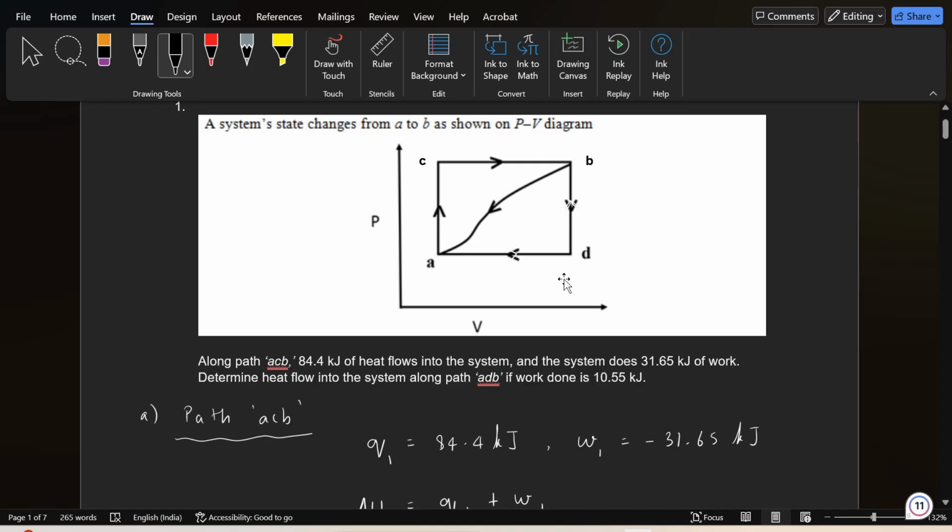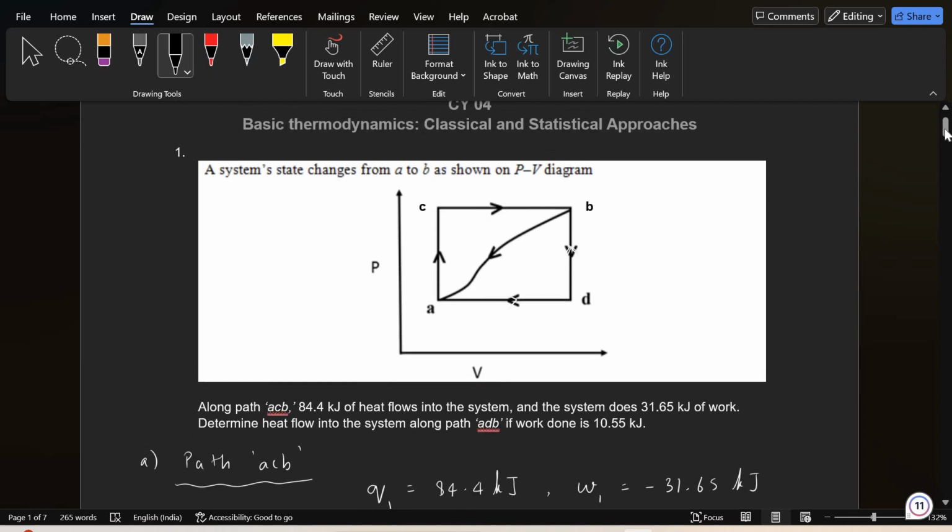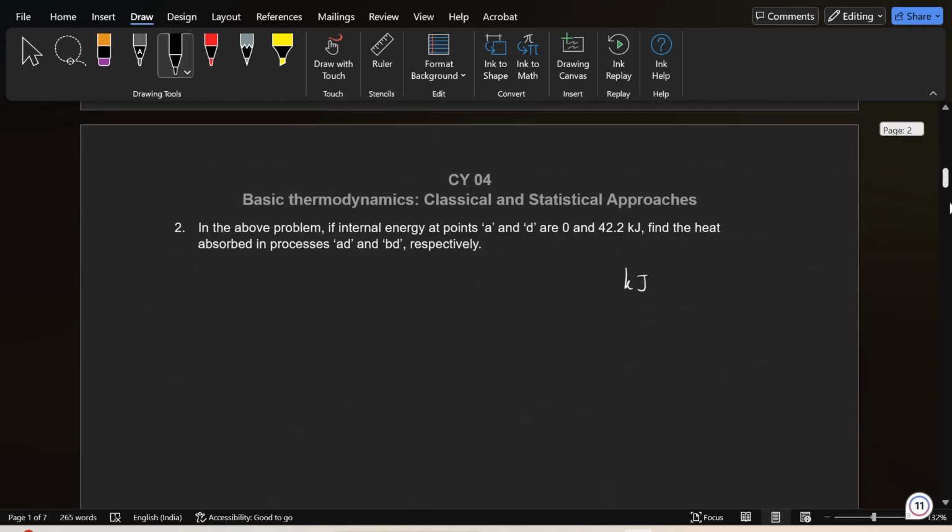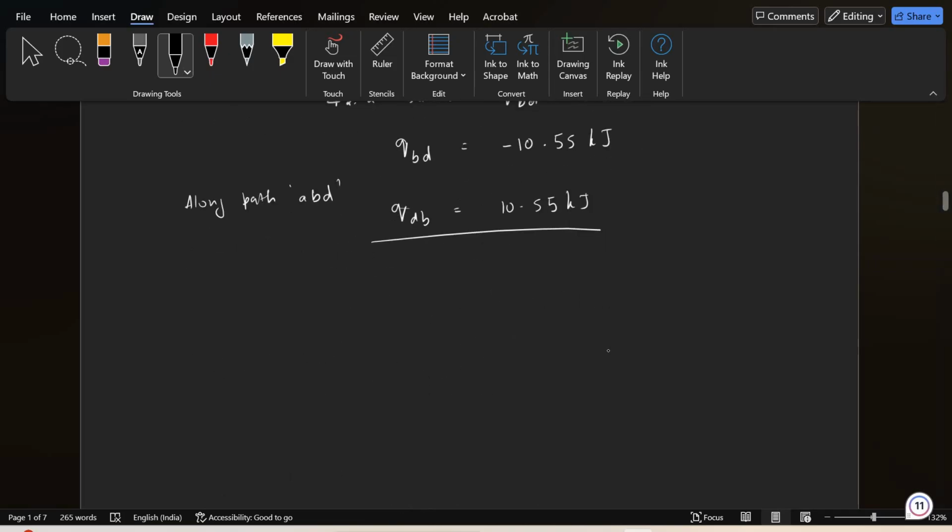So if the entire work done is in this path, what is the work done now? It's already given, right? Yes, sir. 10.55, correct? So that is the work done along the AD path. So we'll come to path AD. In path AD, work done is equal to 10.55. That is negative because work is done by the system.